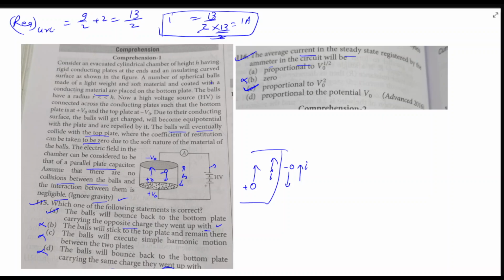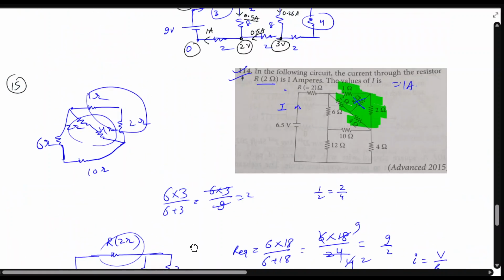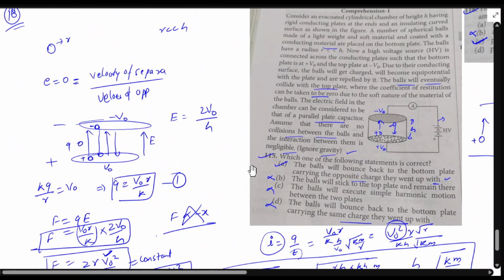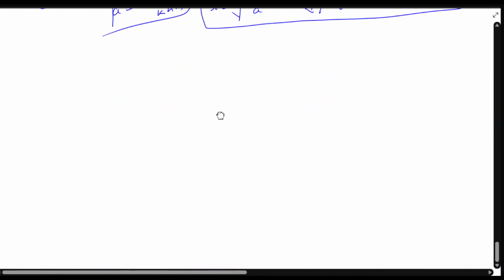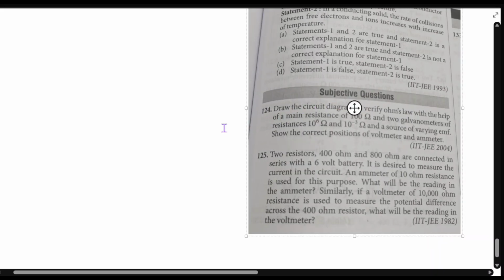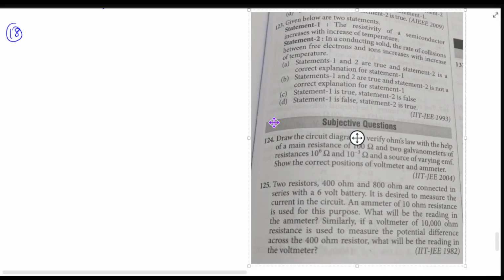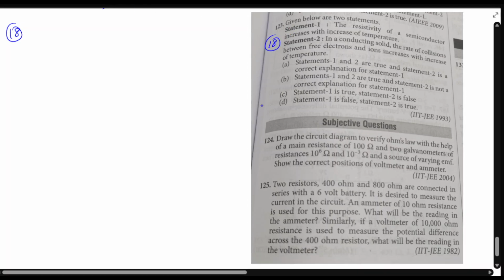Okay, so it was quite an interesting question. Let's move on. This was our 16th, right? So the 16th and 17th we have covered. Now let's move on to our 18th question. So what we have is the 18th, 19th and 20th, right?